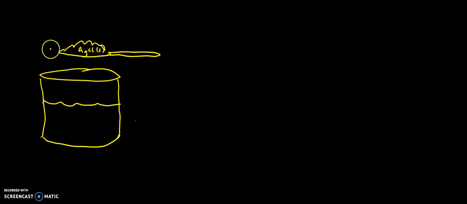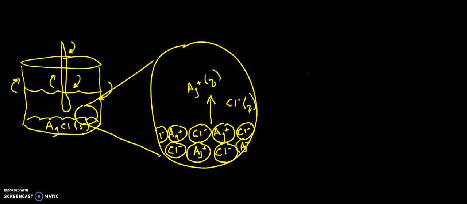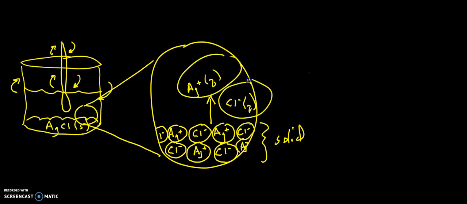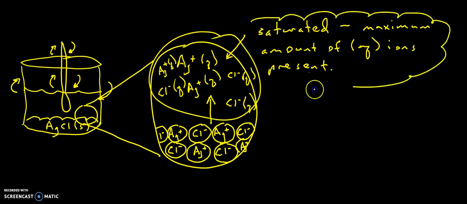A saturated solution is created if we were to take a solid, in this case something such as silver chloride solid, and dump it into some water. We'd see solid silver chloride initially settle to the bottom of the beaker. What we're going to see occurring is some of the silver chloride is going to break apart and begin to form silver and chloride aqueous ions. Eventually, as more and more becomes aqueous, we hit a point that's referred to as saturated. This is when we have the maximum amount of aqueous ions present in the solution.